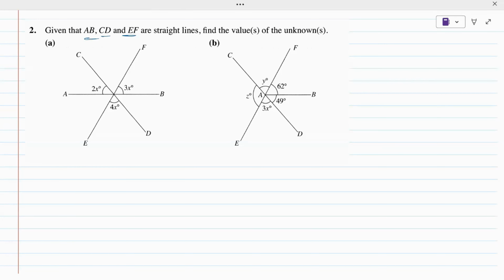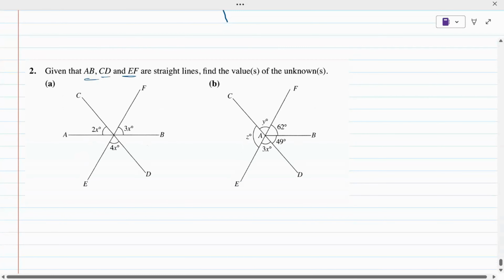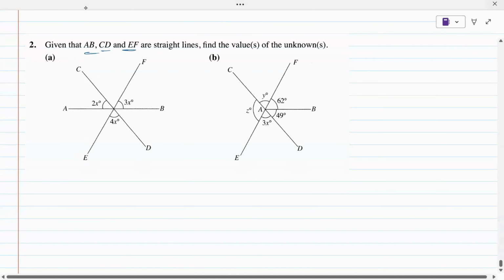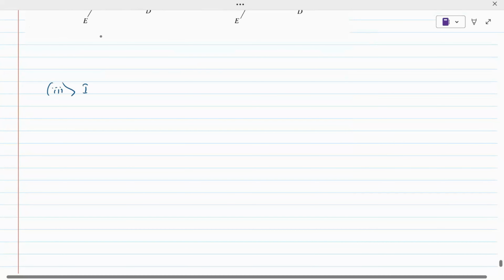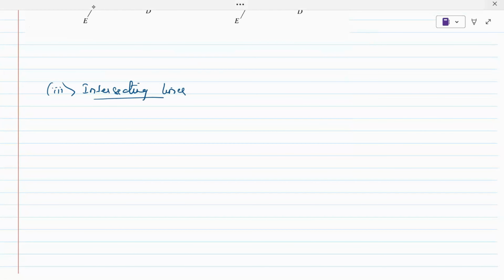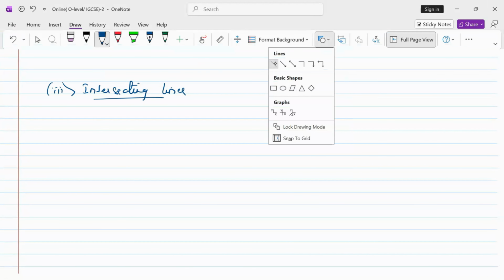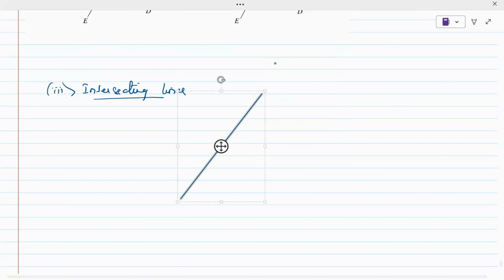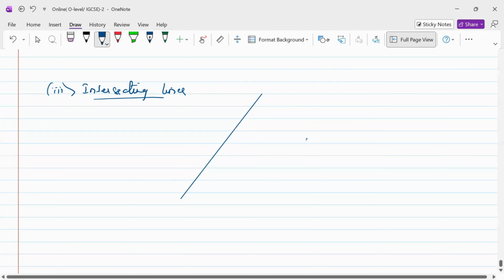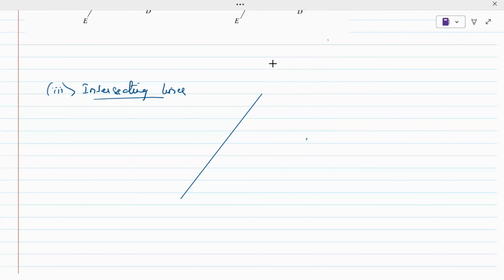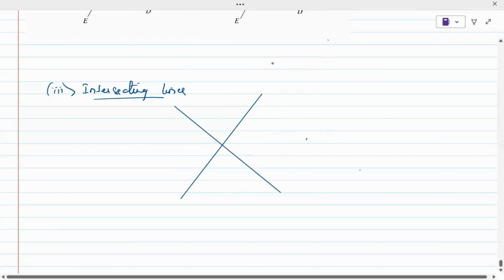there is one more property about straight lines intersecting, and that is when two lines intersect. Let me explain that property first. Intersecting lines, the third property. Intersecting lines is when two lines intersect, they would be making the letter X. And whenever you see a letter X being formed, the property is the vertically opposite angles are equal.